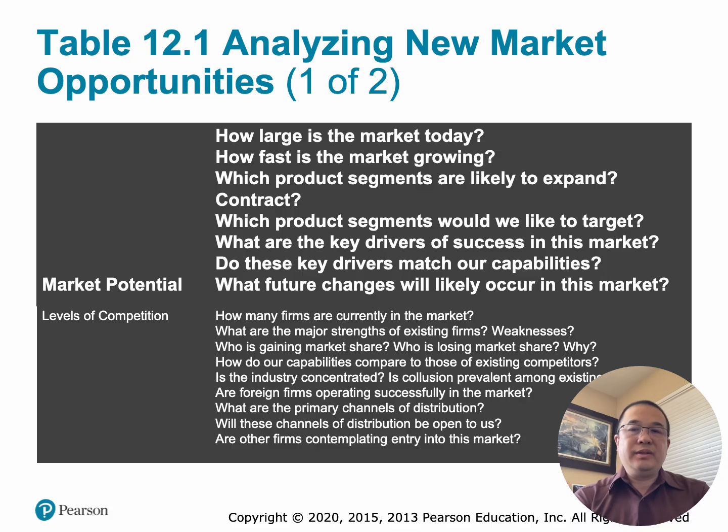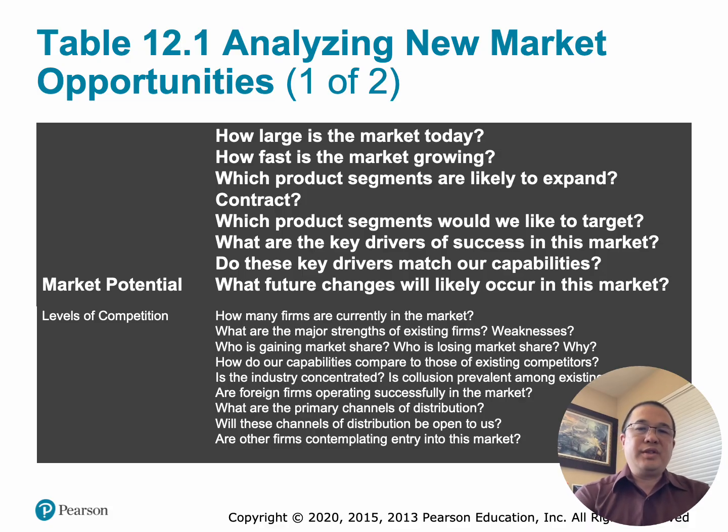How do our capabilities compare? A company must honestly evaluate itself. Is the industry concentrated? A concentrated industry is dominated by a few large firms. Highly concentrated markets may be difficult to enter. Are foreign firms already successful? This is an important signal. If foreign companies are already thriving, it suggests the market is open. Customers accept foreign brands. Regulations may be manageable.